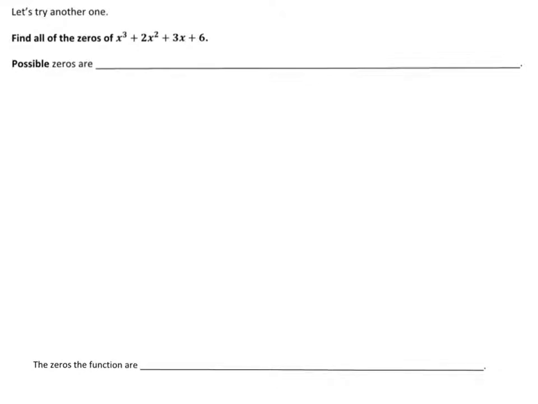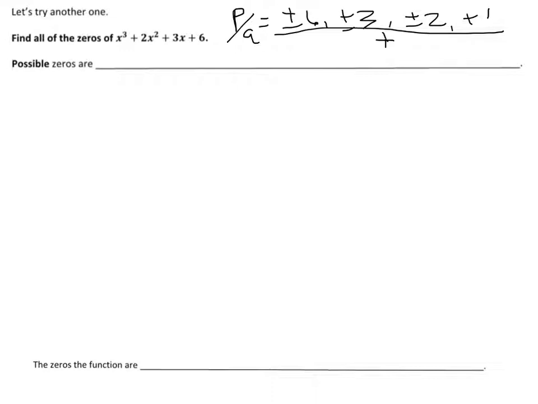First we need to figure out the possible roots that there's going to be. And based off of this, we know we're going to look at p over q. So we're going to have plus or minus 6, plus or minus 3, plus or minus 2, plus or minus 1, all over plus or minus 1. So our possible zeros are plus or minus 6, plus or minus 3, plus or minus 2, and plus or minus 1. So let's go ahead and start trying these, seeing which one works.